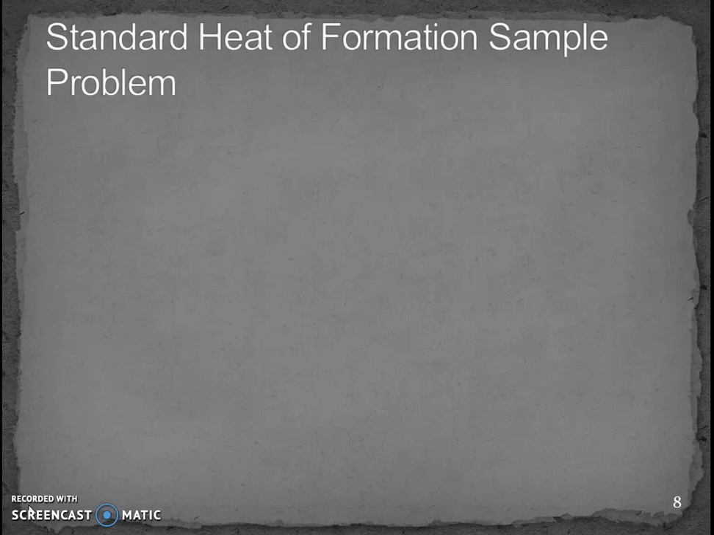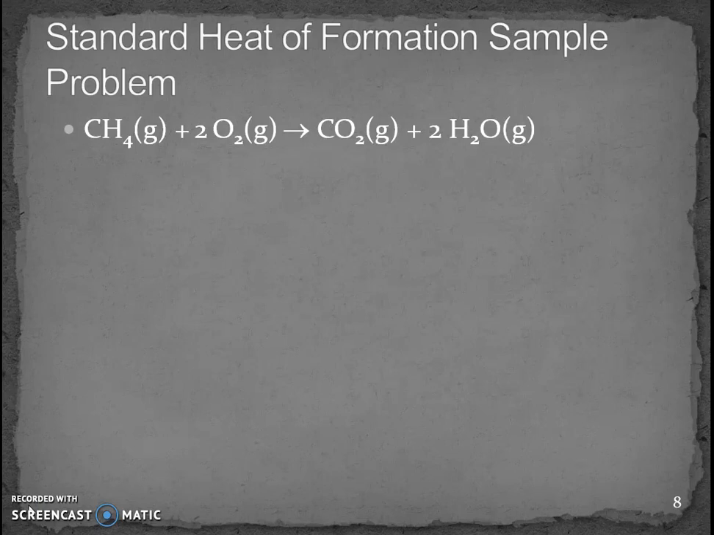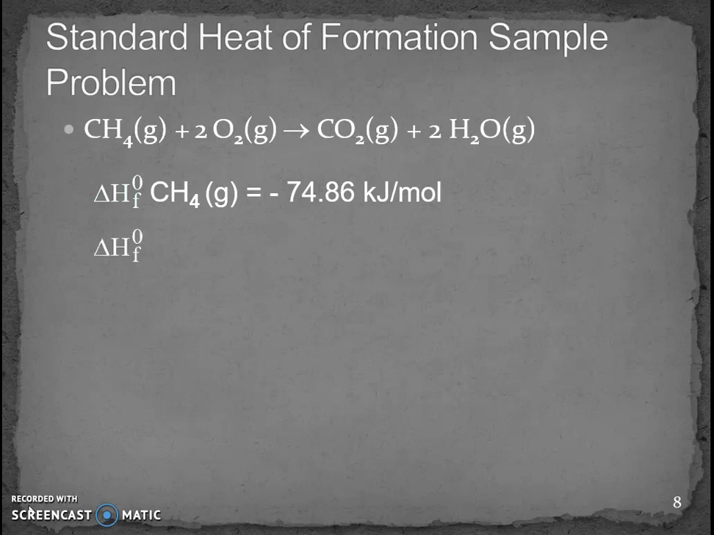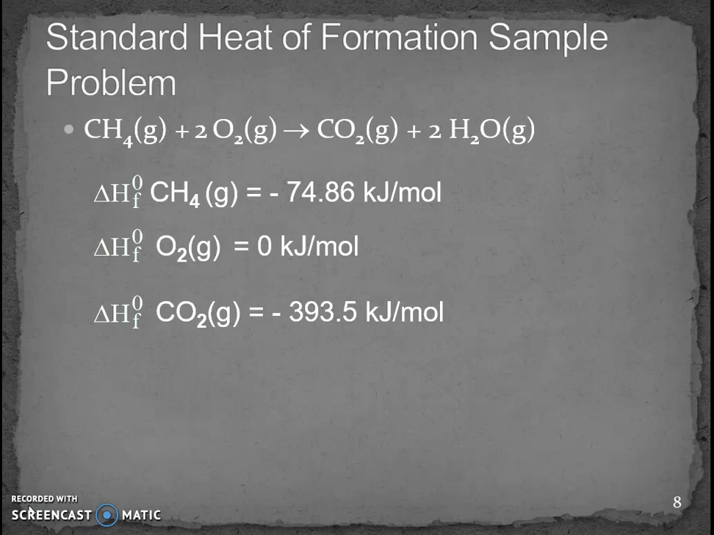So let's take a look at what one of these is going to look like. Here's our reaction of methane and oxygen combusting to make carbon dioxide and water. I'm going to take my methane and the amount of energy to form methane, negative 74.86 kilojoules per mole. And then the same for oxygen, which again, being in its elemental state, is 0. Carbon dioxide is negative 393.5 kilojoules per mole. And my water is negative 241.8 kilojoules per mole.